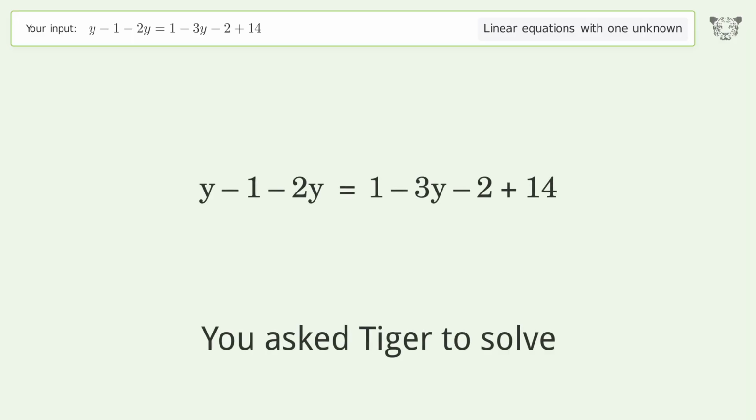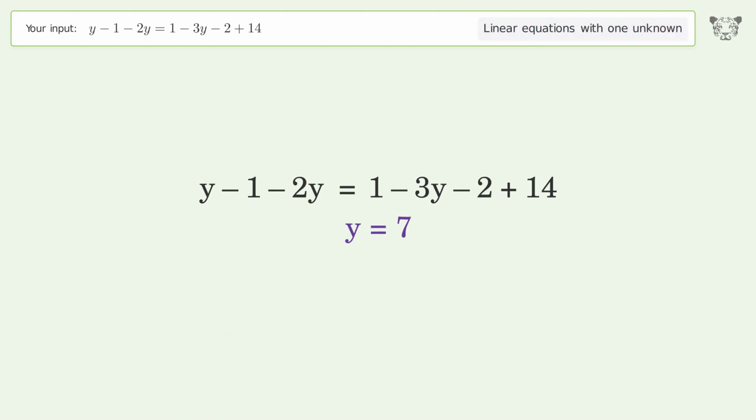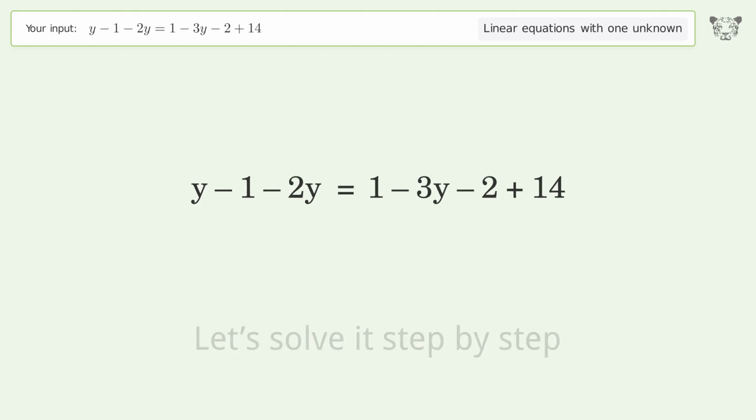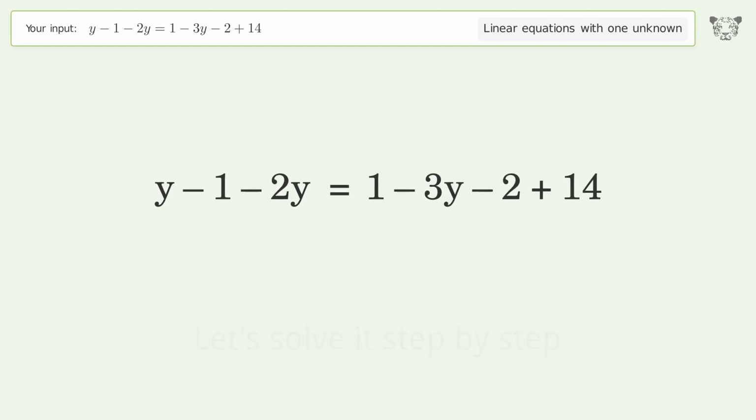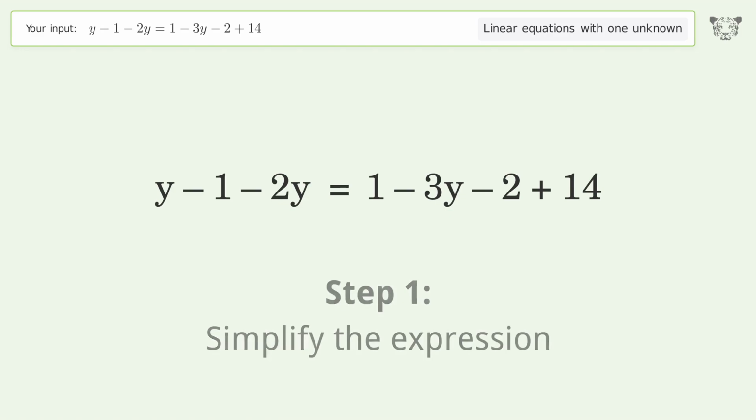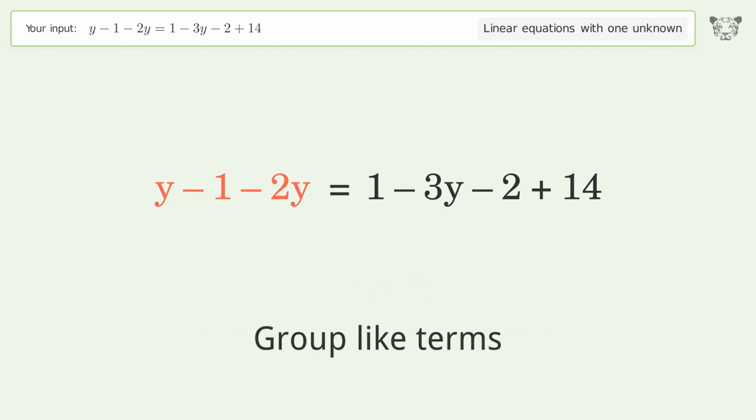You ask Tiger to solve. This deals with linear equations with one unknown. The final result is y equals 7. Let's solve it step by step. Simplify the expression. Group like terms.